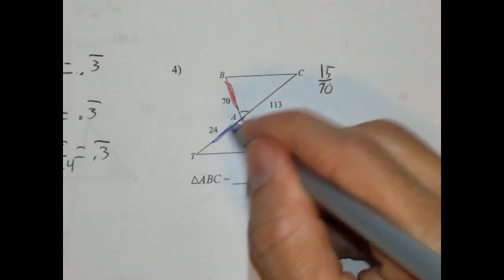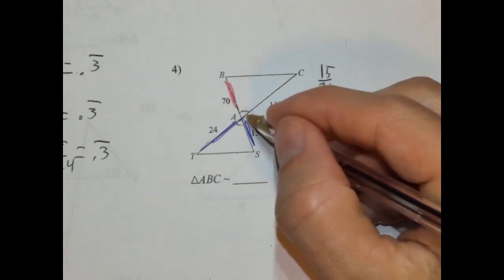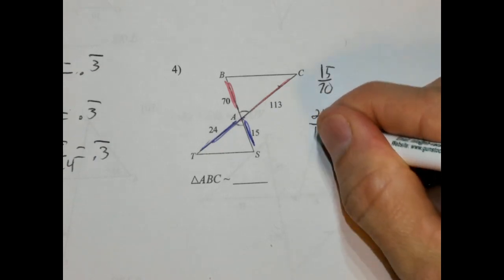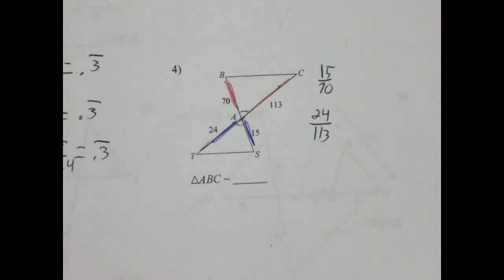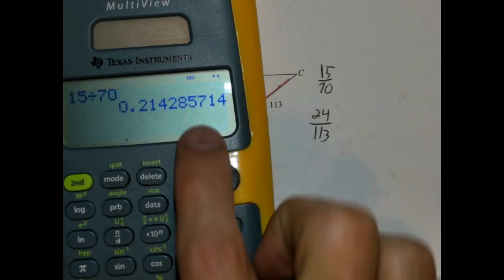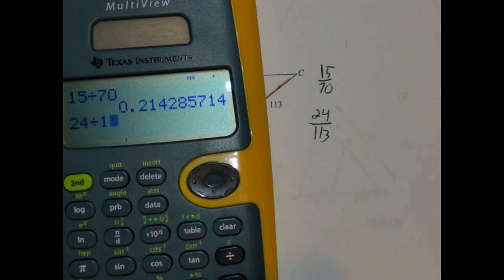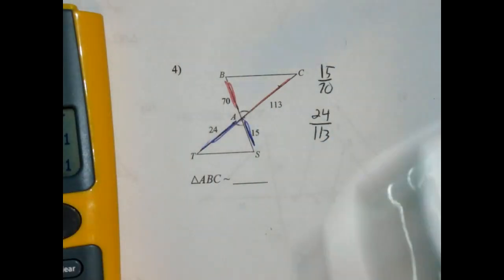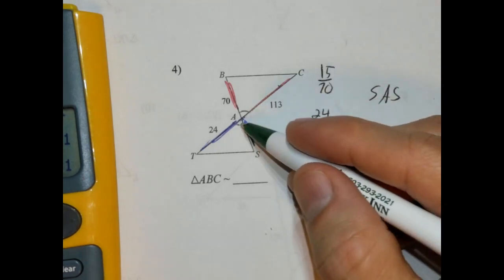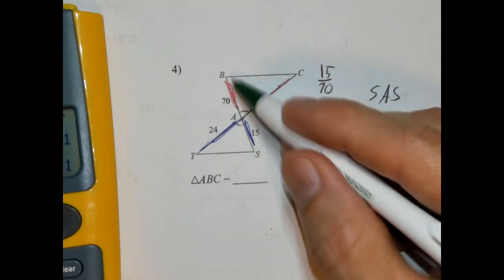And then we're going to go 24 over 113. Okay. Well, let's see. So 15, well, let's get rid of that. 15 divided by 70 is whatever that is. 24 divided by 113. So they are identical values. These are proportionate. So side, angle, side. And now we're going to go, see, A, B, C. So A, B, C, so A, S, T.